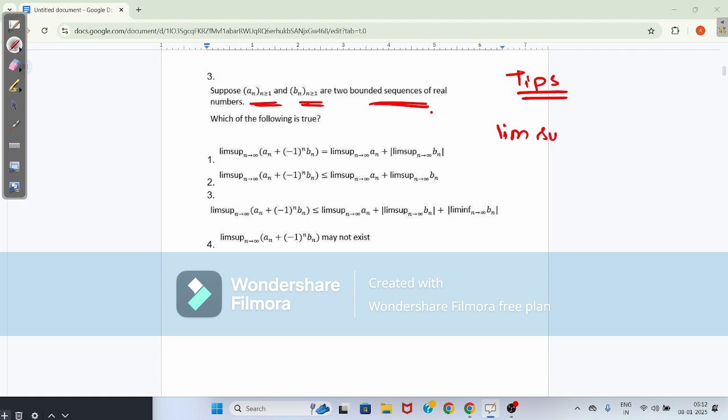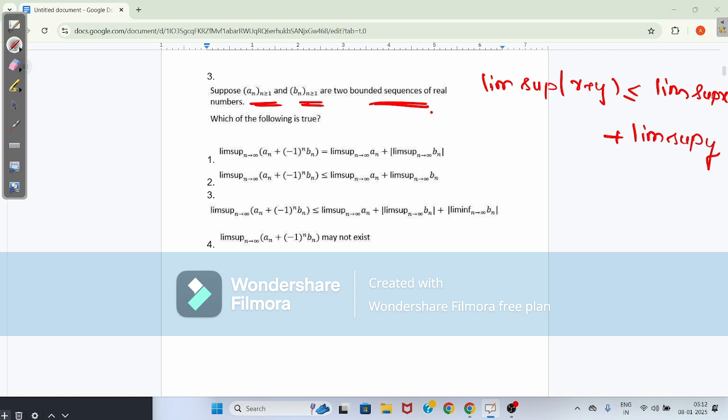Limit supremum, sorry, we have a formula here. Limit supremum of x plus y is less than or equal to limit supremum of x plus limit supremum of y here. Okay, limit supremum of x minus y is less than or equal to limit supremum of x plus limit infimum of y here.